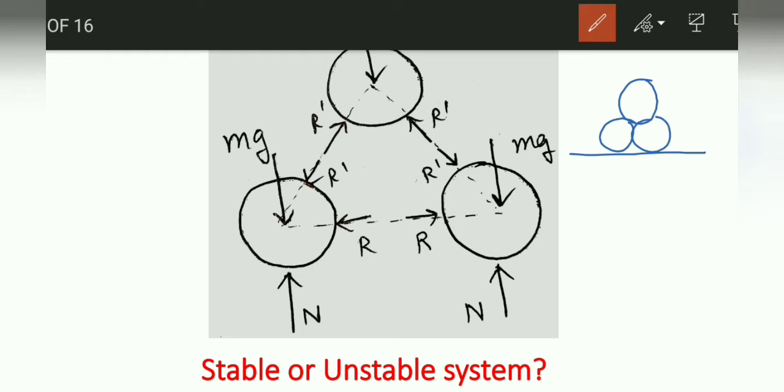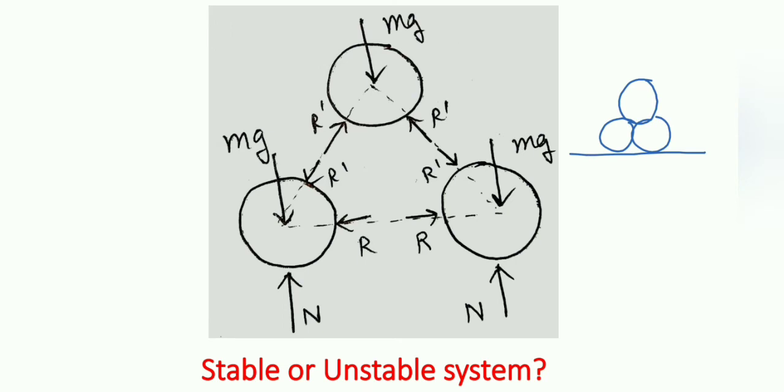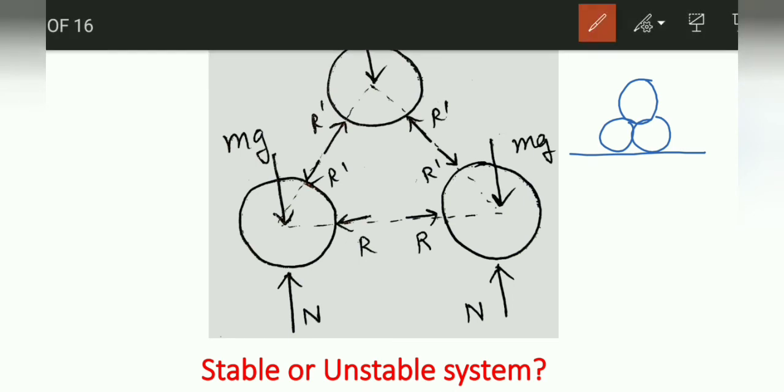Okay, I think you have thought about it. Now let me tell you, this is an unstable system. Why so? First of all, see here, this is mg acting downward. It is hidden here. Just this is mg. I'm showing you, this is R. Now see, this R has two components. One is normal, another one is tangential. This is x and this is y. This is Rx, this is Ry.